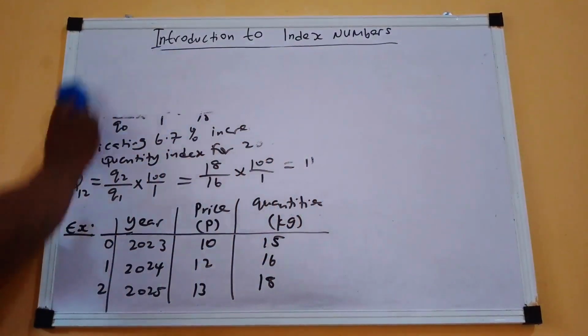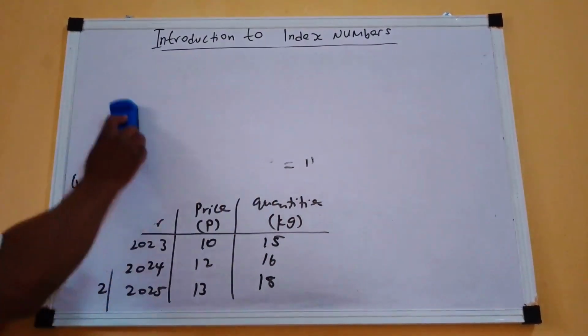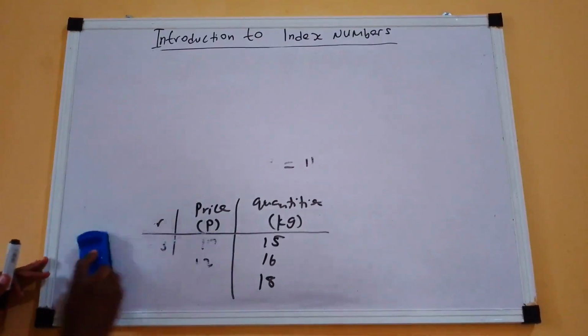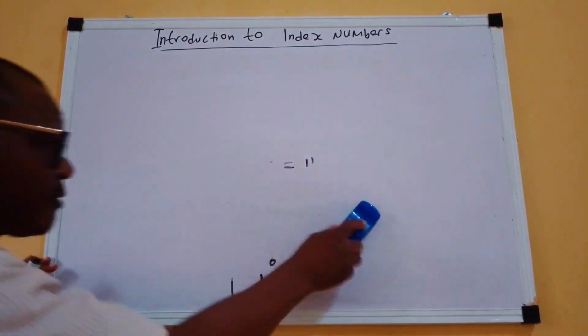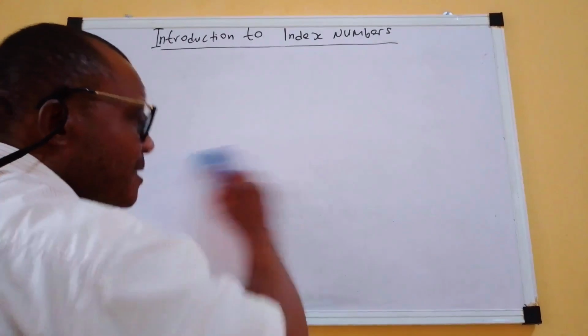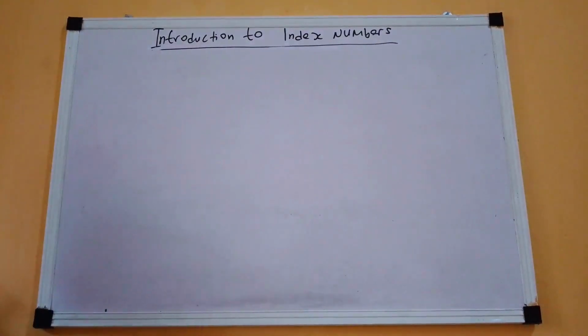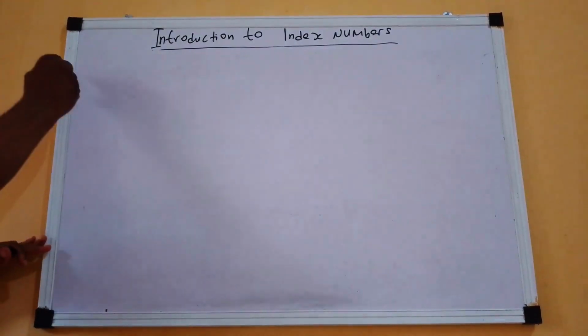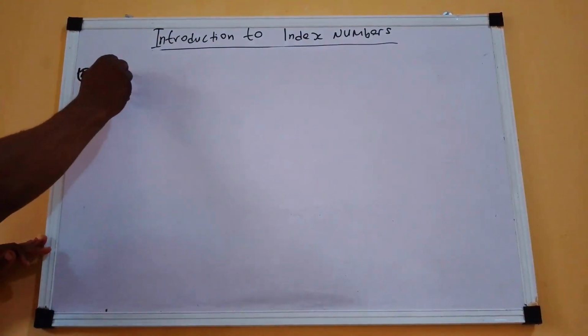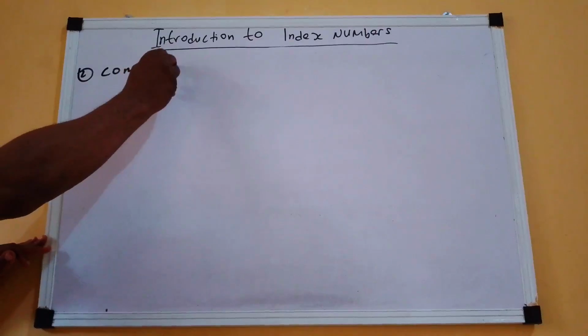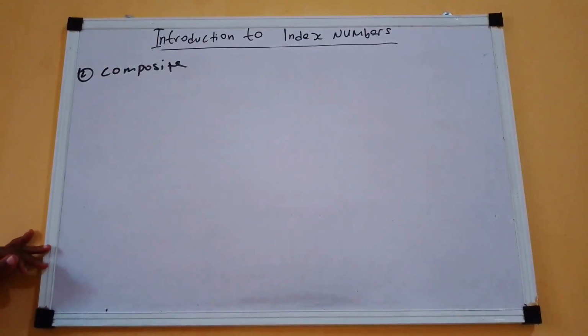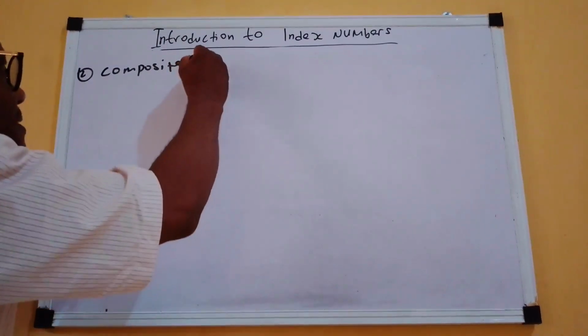The composite, that's number 2. We have looked at the simple index numbers. We have 2 types, the simple price index numbers and the simple quantity index numbers. So number 2 is the composite index numbers.